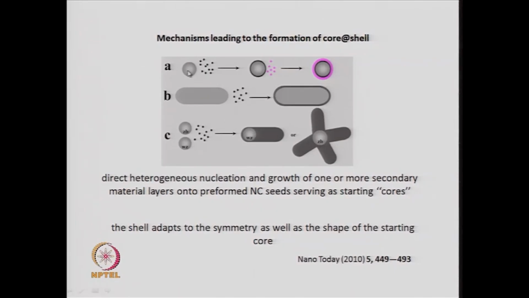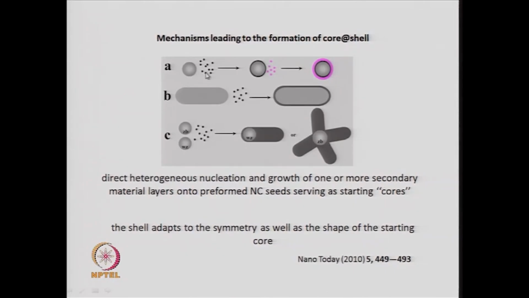So, if this material and this material come close and they start agglomerating on the surface, you can make a shell like that. So, you can do what is called direct heterogeneous nucleation and growth. Here you have this reaction showing direct heterogeneous nucleation and growth, and it can form a seed. Then on top of that you can make a shell like this.